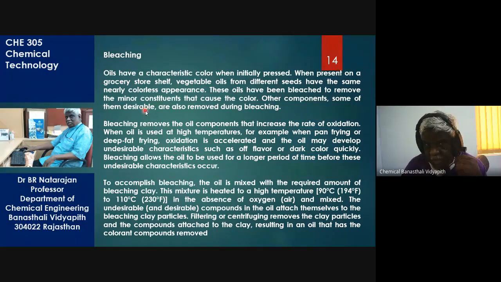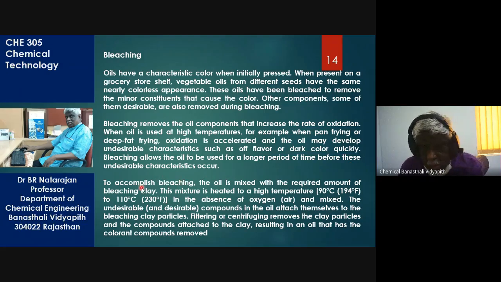Other components, some of them desirable, are also removed during bleaching. Bleaching removes the oil component that increases the rate of oxidation. When oil is used at high temperature, for example when pan frying or deep fat frying, oxidation is accelerated. The oil may develop undesirable characteristics such as off flavor or dark color quickly. Bleaching allows the oil to be used for a longer period of time before the undesirable characteristics occur.